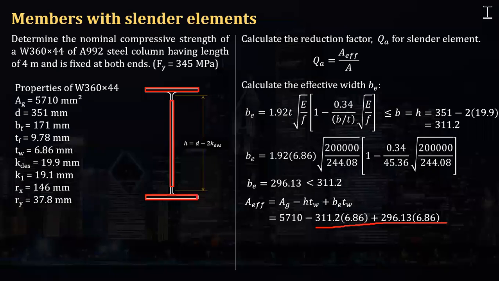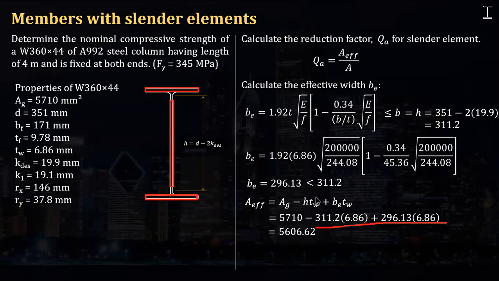So continuing that, we can get an effective area equal to 5,606.62. Okay, that is now less than the gross area. So taking the ratio, the effective over the gross, that is the Q sub A, the reduction factor for the slender stiffened element. So the ratio is 0.982.